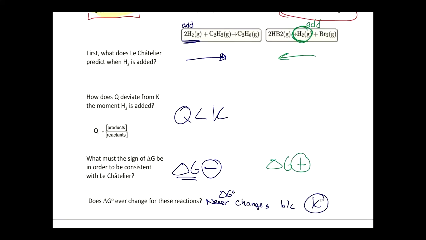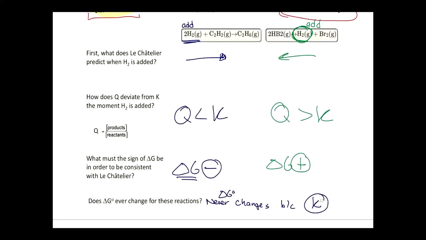Also think about this in terms of Q and K. The moment you add hydrogen, hydrogen's a product. In the K expression, products go on the top. So we're increasing the concentration of products, so Q becomes larger than K. So in this moment, Q is greater than K, which is why delta G is a positive number. If Q is greater than K, I have too many products, so the reaction must go in reverse.